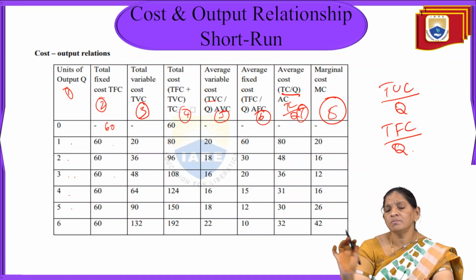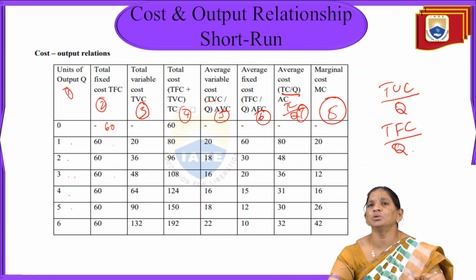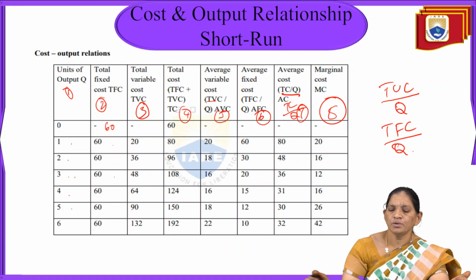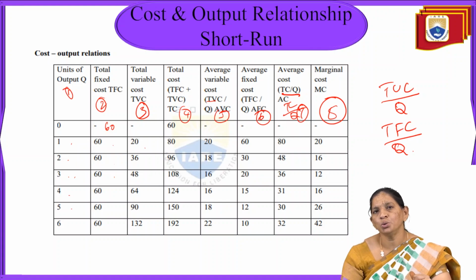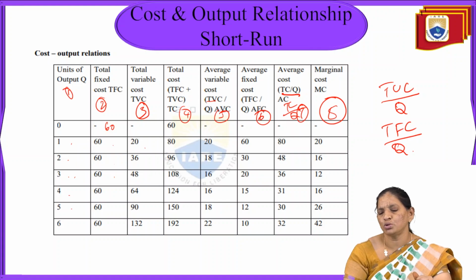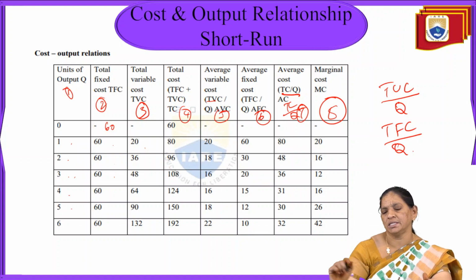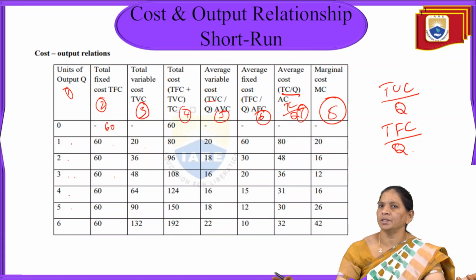And when you come to the second one, total variable cost, as we know, variable cost changes according to the units. When 1 unit increases, variable cost will also increase. So for 1 unit, the variable cost is 20. When we implemented 2 units of output, the variable cost increased to 36. And after that 48, 64, 90, it goes on increasing. So by implementing more units, the variable cost will also increase.